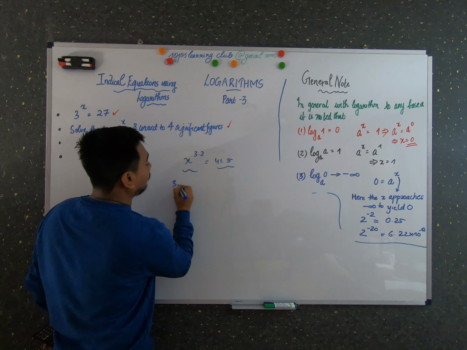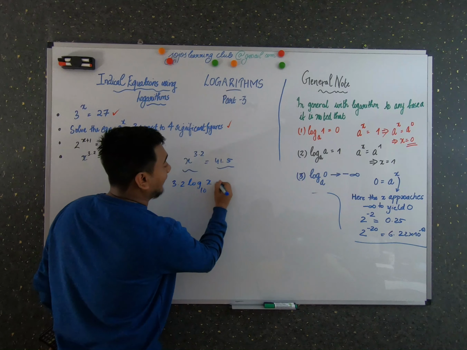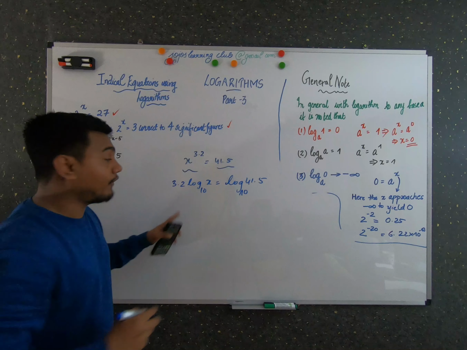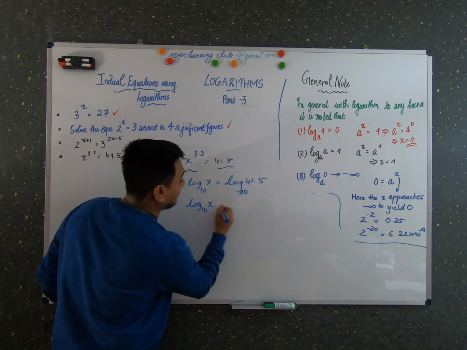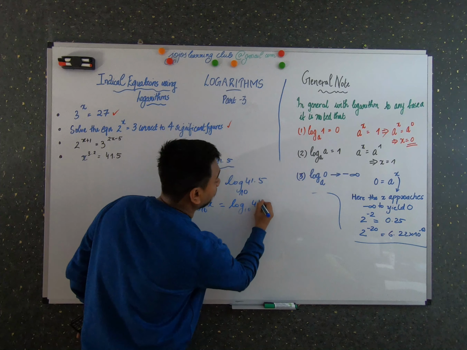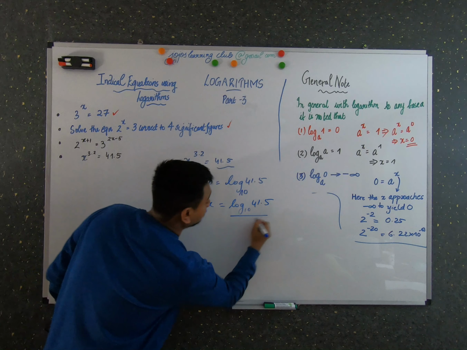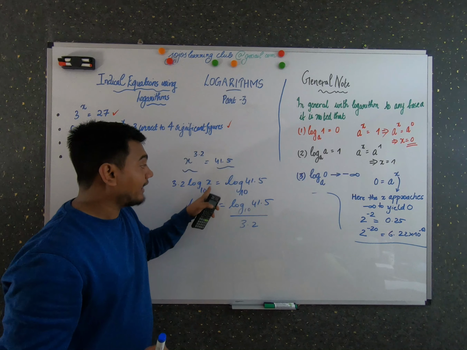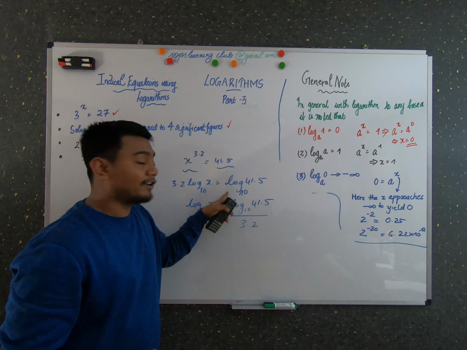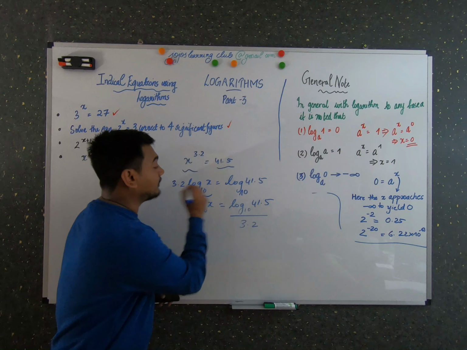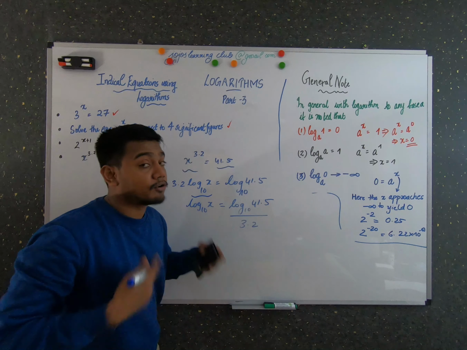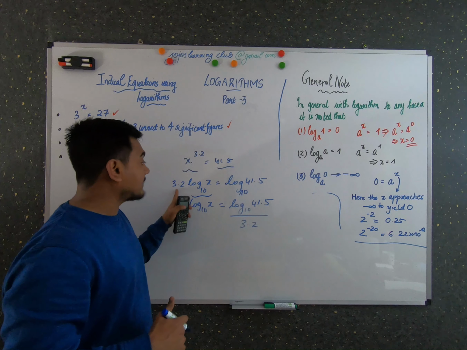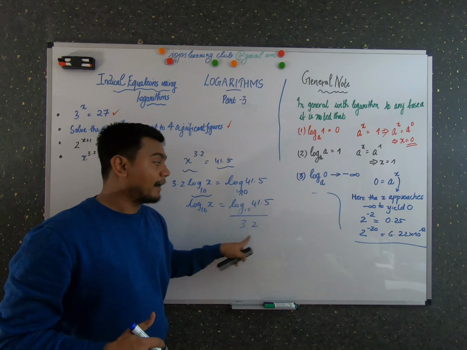So let's do 3.2 into log to the base 10 of x is equal to log 41.5 to the base 10. So how can you find from this? Log to the base 10 of x is equal to log of 41.5 by 3.2. I hope it's clear. What I have done here: I wrote the term with x on one side and pushed all the constants to the other side of the equation. That is, I pushed this 3.2 to the divided-by term here.